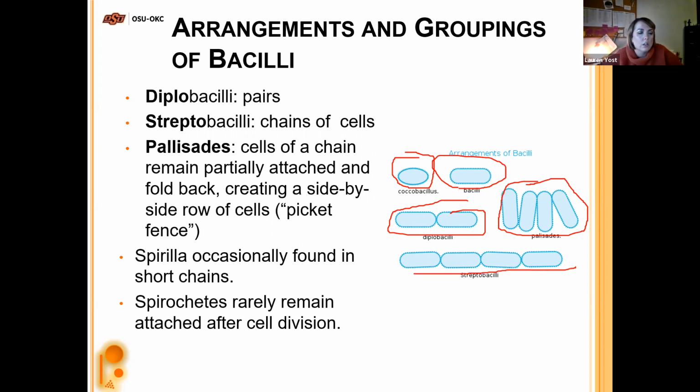Strep, right? We talked about this. So spirilla are occasionally found in short chains, but usually not. And spirochetes that are very tightly wound rarely remain attached after cell division. So they're usually just going to be by themselves, like individuals.